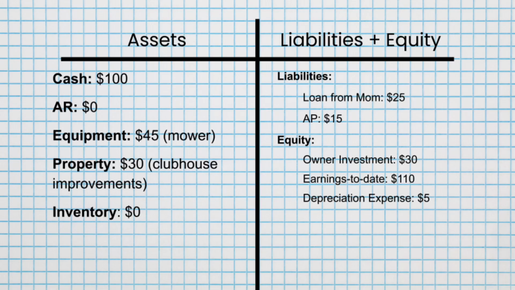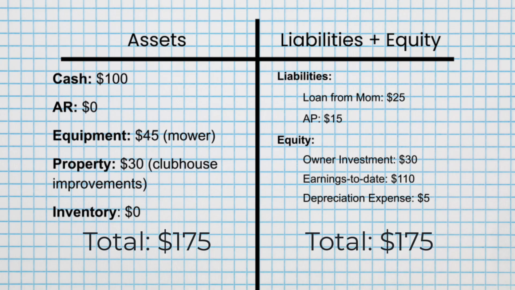So our total assets are 100 plus 45 plus 30 for a total of $175. And our liabilities show $40 plus equity of $135 for a total of $175. And on our cash flow statement, there's no cash movement, so cash is just staying at $100. The friends realize that some expenses don't touch cash at all.